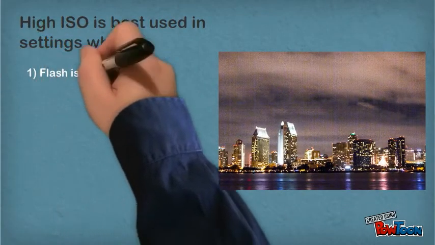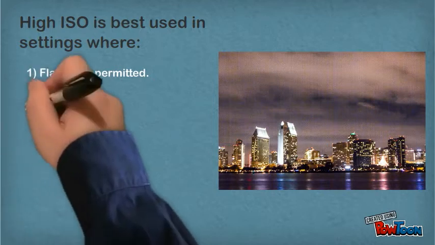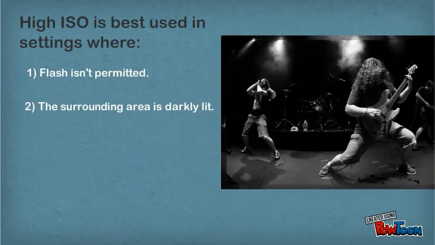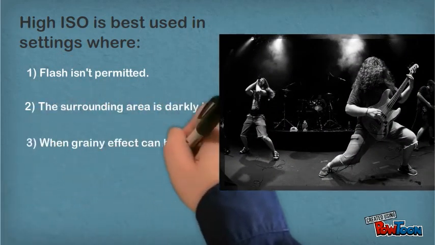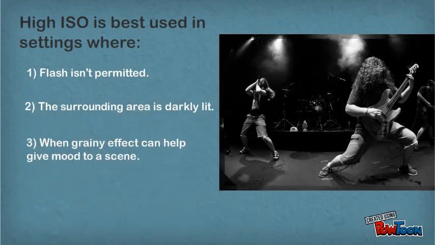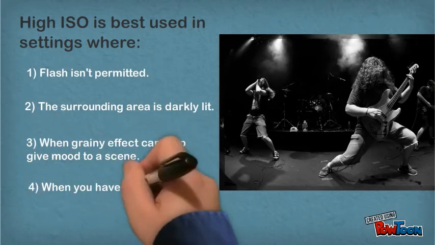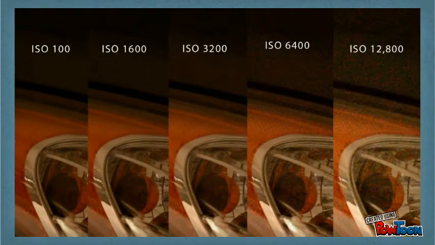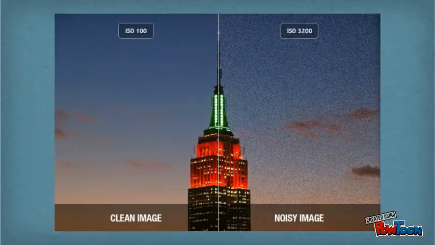High ISO is best used in settings where flash isn't permitted, the surrounding area is darkly lit, when grainy effect can help give mood to a scene, and when you have a moving subject. These are some examples of the contrast between high ISO images to low ISO images. The difference can be very easily seen.